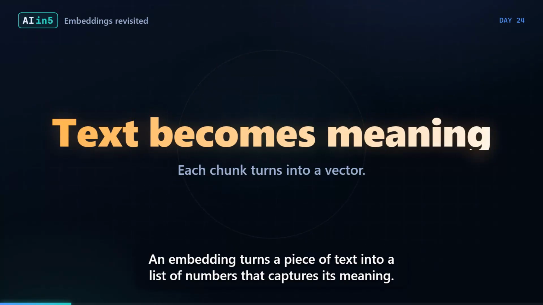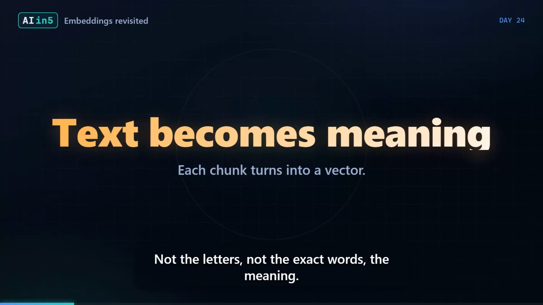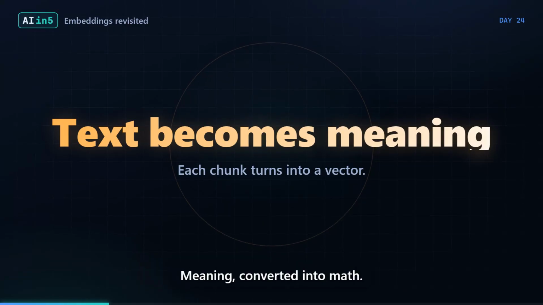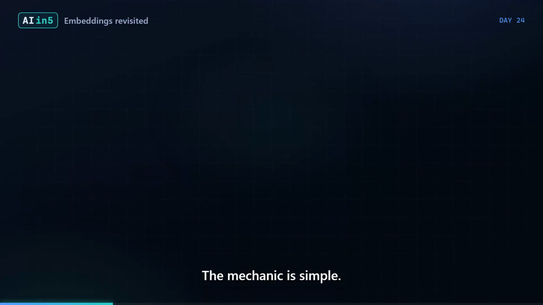Quick refresher. An embedding turns a piece of text into a list of numbers that captures its meaning. Not the letters, not the exact words, the meaning. We call that list a vector. So a sentence about a dog running in a park becomes a specific string of numbers, and any sentence with a similar meaning becomes a similar string of numbers. Meaning converted into math.